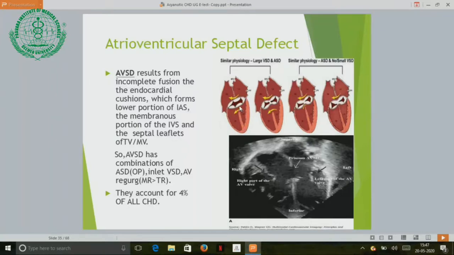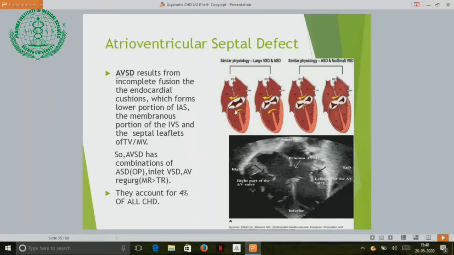During embryological formation of the heart, there are two endocardial cushions which form the membranous septum. That membranous septum forms part of the interatrial septum and part of the interventricular septum also. And these endocardial cushions also form the septal leaflets of the tricuspid valve and part of the mitral valve also. If these two endocardial cushions don't meet or fuse with each other, then what are the possibilities? There will be an ASD, which is an ostium primum ASD.